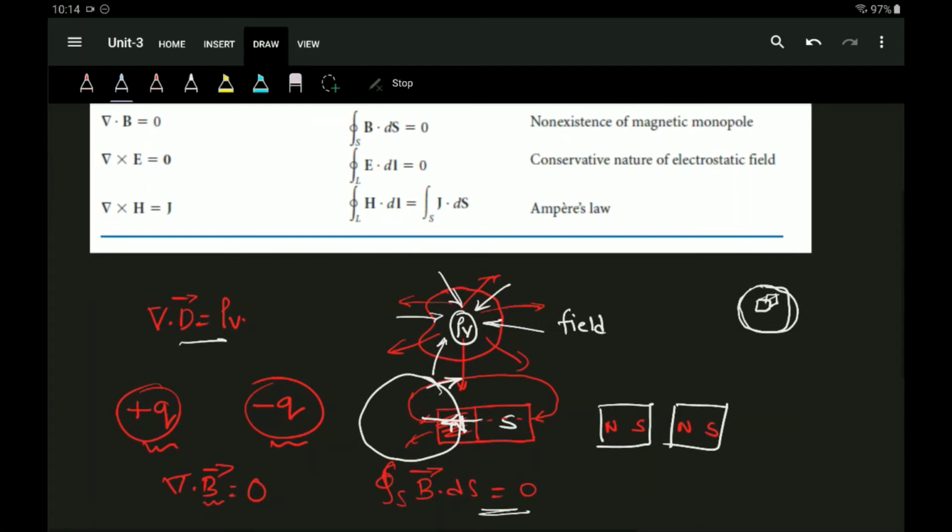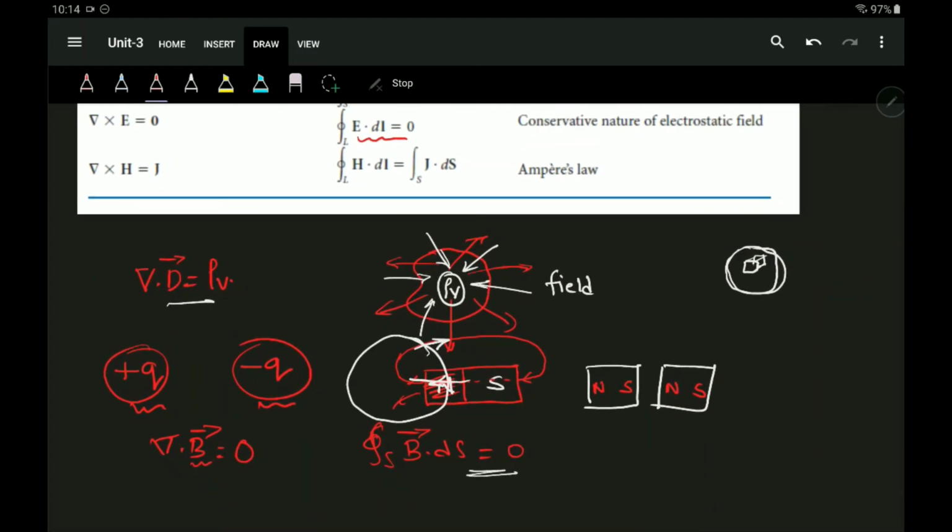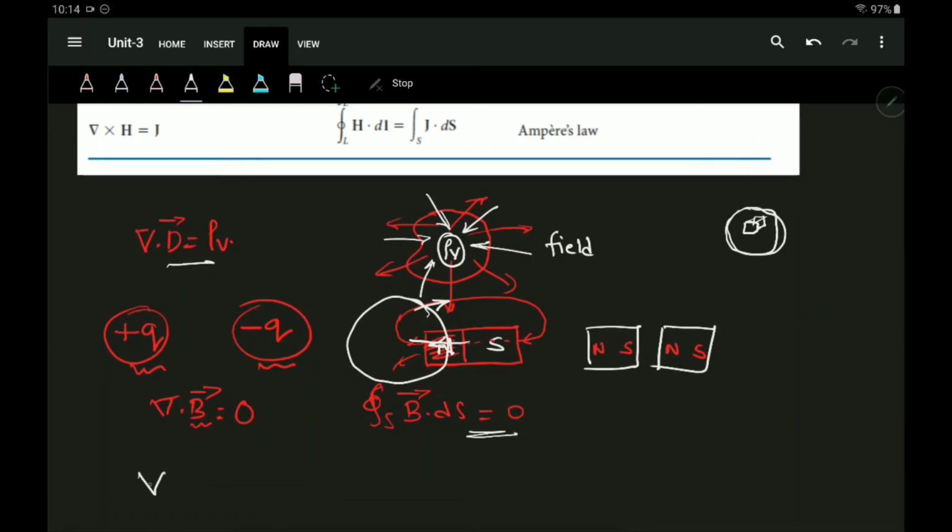To understand this better, let us see this also: the closed line integral of E dot dl equal to 0. So what this equation states, to keep it simple, what is curl? Curl is basically used to find the rotational field across any given point in space. Okay, so if I say electrostatic fields are not closed paths.